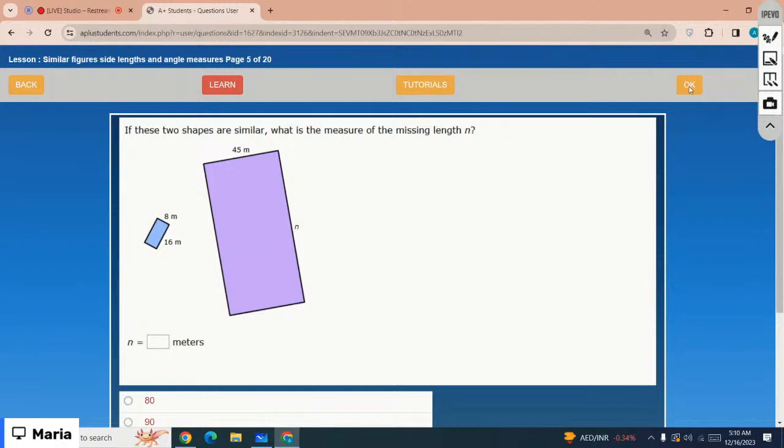Yes, the correct option is 90, right? The value is 90 meters. The missing value is 90 meters.